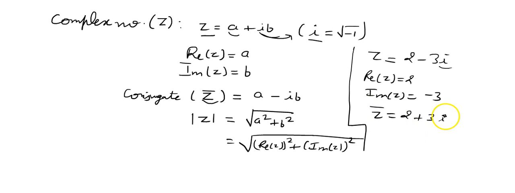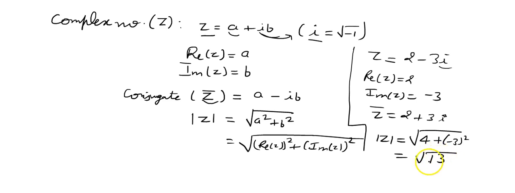If I have to find the modulus of Z, the answer is going to be the square root of the square of the real part, that is 4, plus the square of the imaginary part, which is the square of minus 3. So 4 and 9, that is going to be 13. So this is how we find the conjugate and modulus of any complex number. Now we'll just go to the next page.